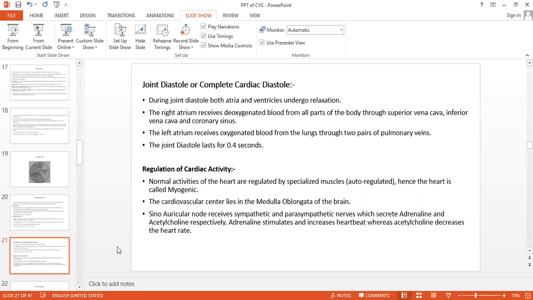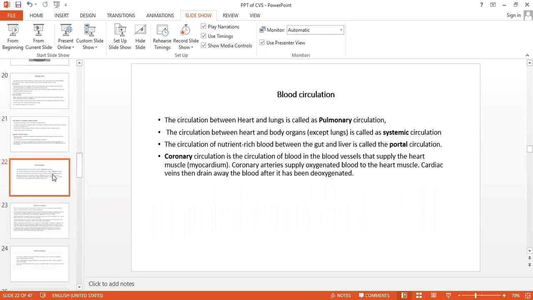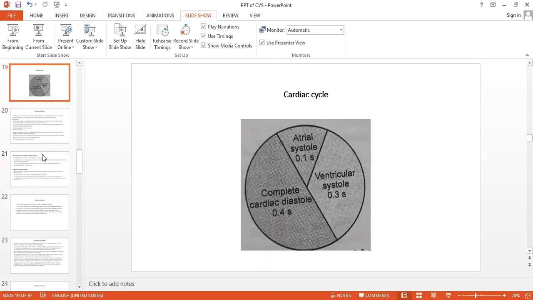This is overall the cardiac cycle. Now we will see the blood circulation. Understood this one? The cardiac cycle is nothing but three events: atrial systole 0.1 second, ventricular systole 0.3 second, and the complete diastole, 0.4 second. Combined, we call this the cardiac cycle.